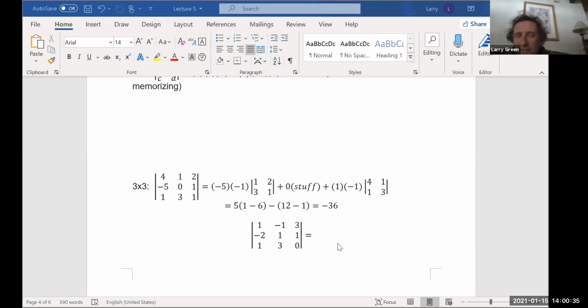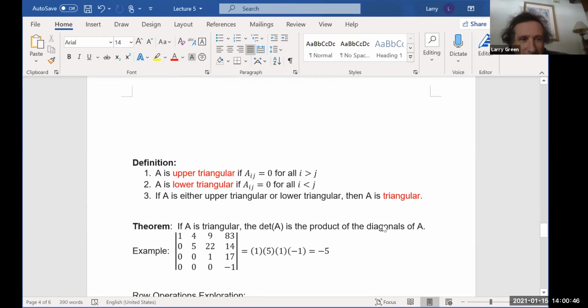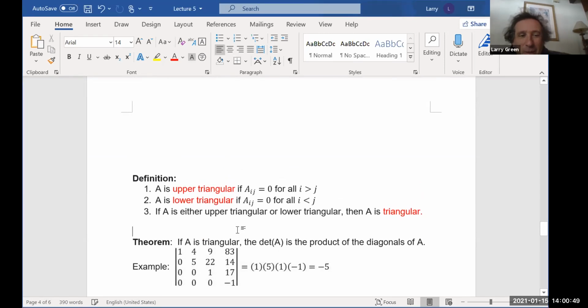Any questions? You feel comfortable that you can do a determinant? Do you feel comfortable you wouldn't want to do a 10 by 10 by hand? Okay, so now that we know how to do determinants, let's do some special ones.